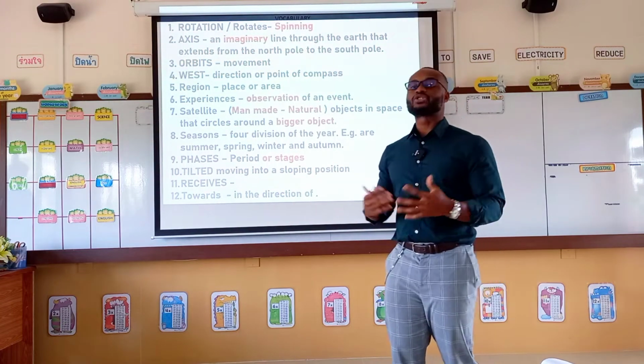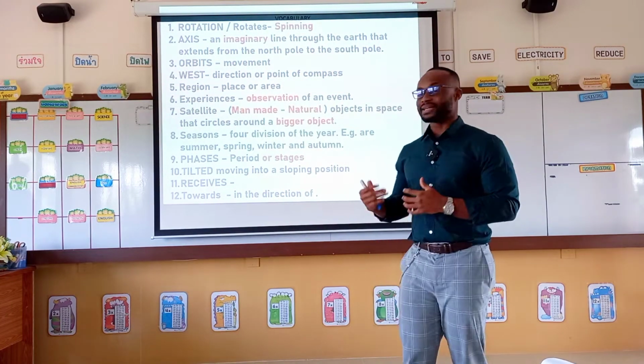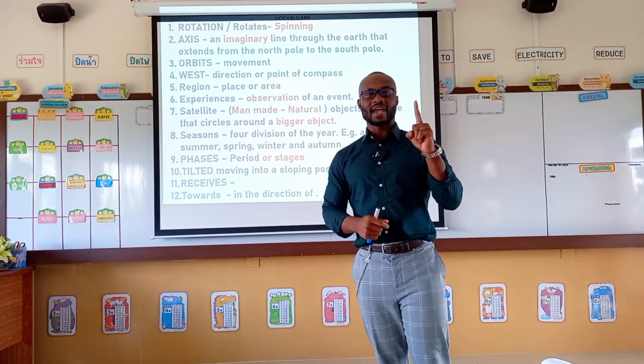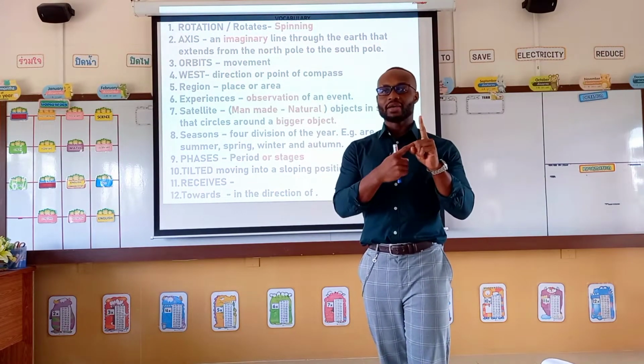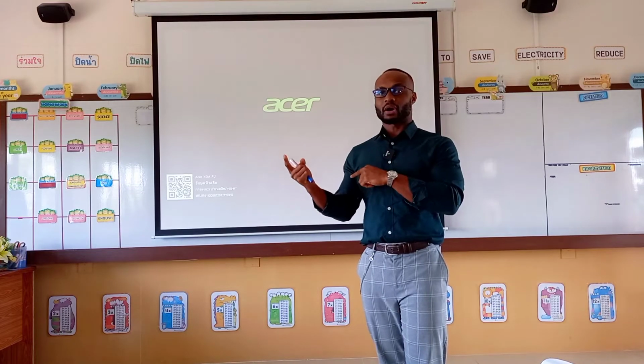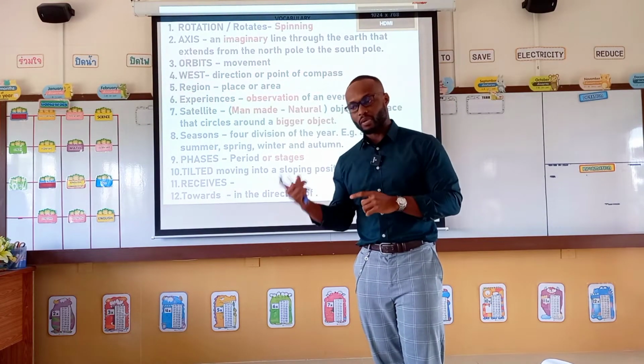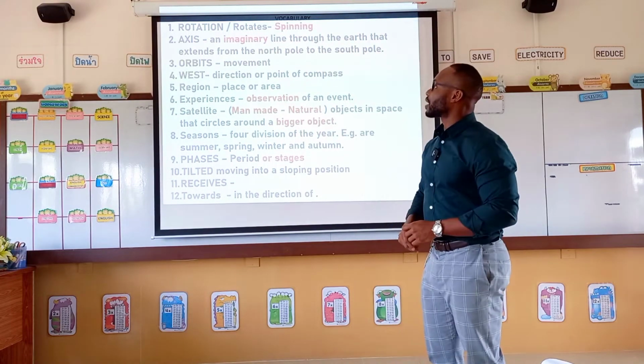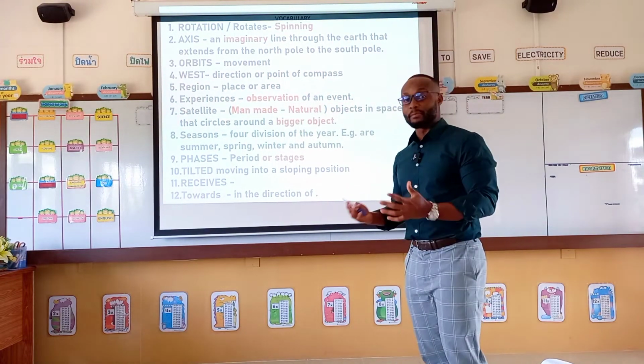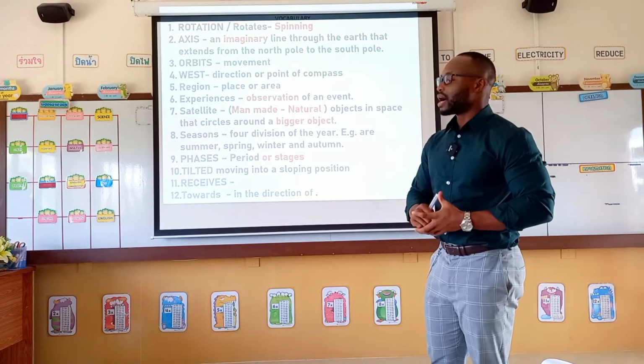Number 12, we have what? Towards. So towards means in the direction of. So for example, we have A, we have B. So A throws the ball towards B, all right? So towards means from point A to point B, or from point B to point A. So these are the list of important vocabularies, okay, in this topic.